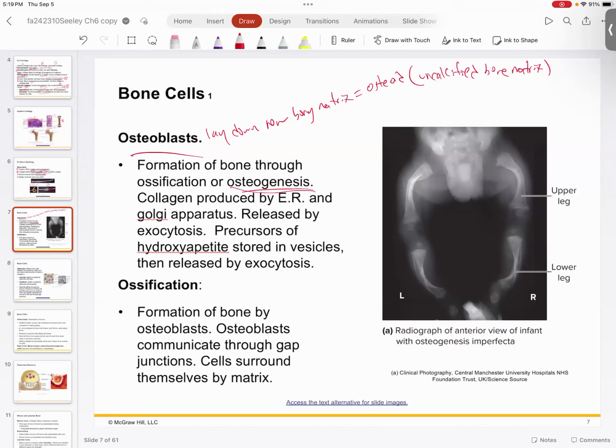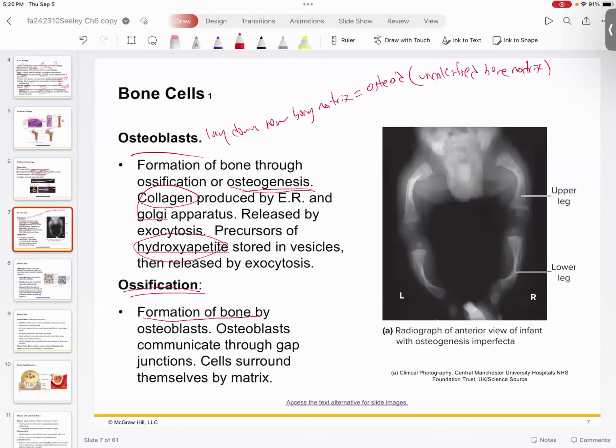Typically, in these cells you'll have your organic material, your collagen and things of that nature, and that'll be released out into the extracellular matrix. You'll also have hydroxyapatite precursors stored in vesicles inside the cell, ready to be released by exocytosis. So you have all the components of your matrix inside these cells. They release both, and this mixture of bony matrix will then calcify and solidify into hard bone. Ossification is the term we use for the formation of bone.